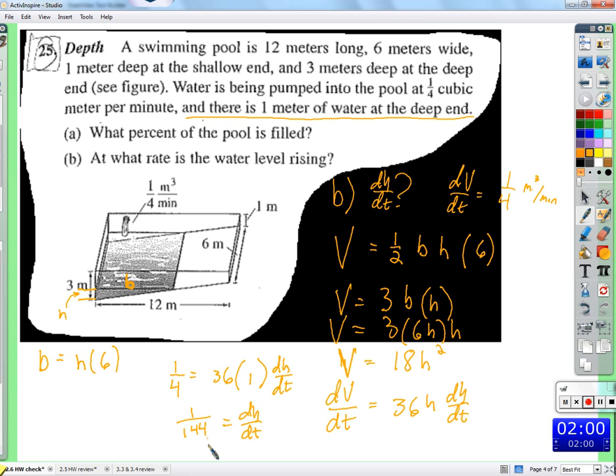1 over 144 what? Meters per minute. That's cubic meters, right? No, that's meters. That's regular. That's a height. Oh, okay. So it's changing in a matter of meters.